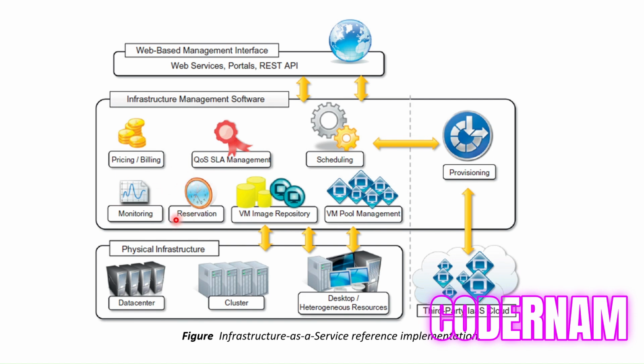So next comes the reservation. It allocates specific resources in advance for the scheduled tasks or workloads. And then the VM image repository, it stores the virtual machine templates and configuration for rapid deployment. Next, the VM pool management. They handle groups of virtual machines, providing resources, scaling, and efficient management. Next comes the scheduling. It manages the job execution and resource allocation based on the predefined priorities and conditions.